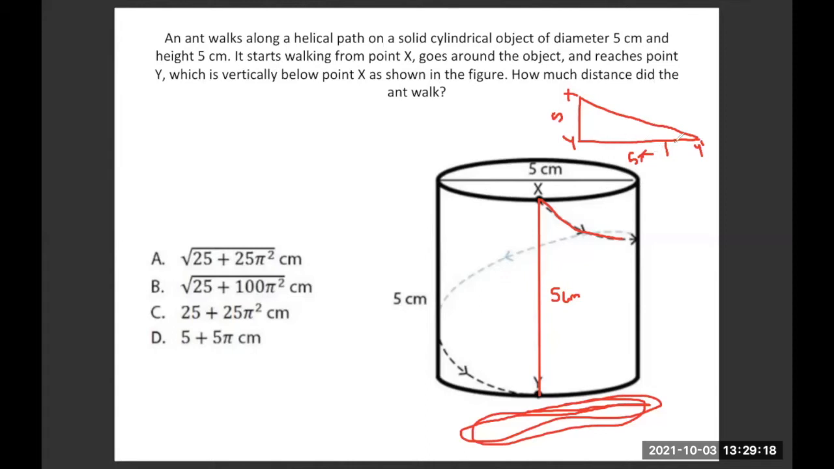So इसका base will be 5 pi, which is 5 is the diameter, and by the 2 pi r formula we get 5 pi here. The height is 5 centimeter, which we can see here. So उसका hypotenuse will be the square root of 25 plus 25 pi square. Yes, ma'am, understood.